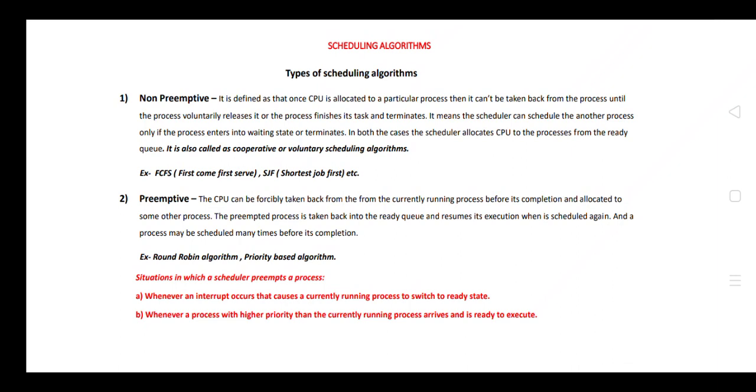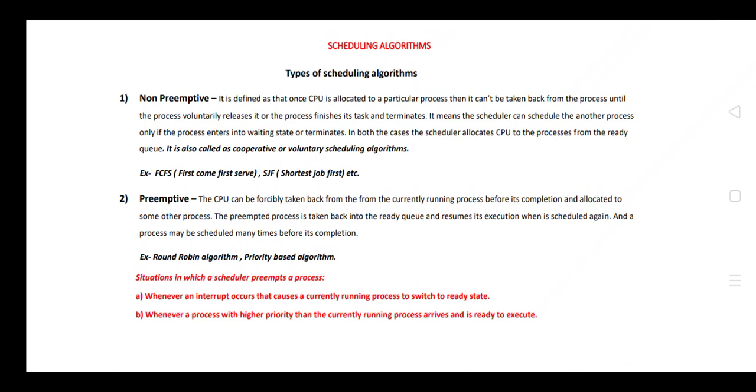So in this video we are going to discuss the different types of scheduling algorithms. The first type is the non-preemptive scheduling algorithms. In non-preemptive scheduling, once the CPU is allocated to a particular process, it cannot be taken back from the process until the process voluntarily releases it, or the process finishes its task and terminates. It means that if we allocate the CPU to a particular process, then we cannot forcibly take it back from that process.